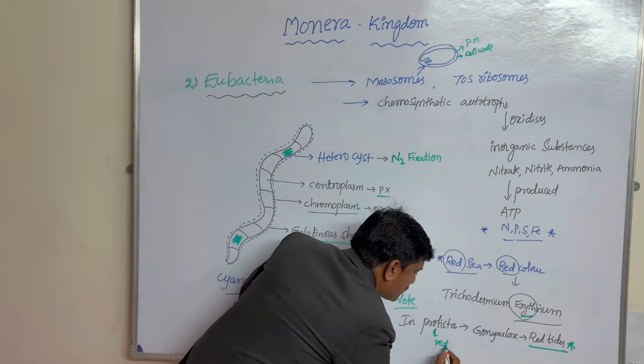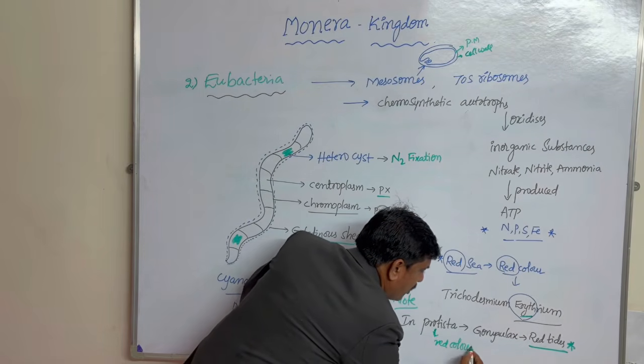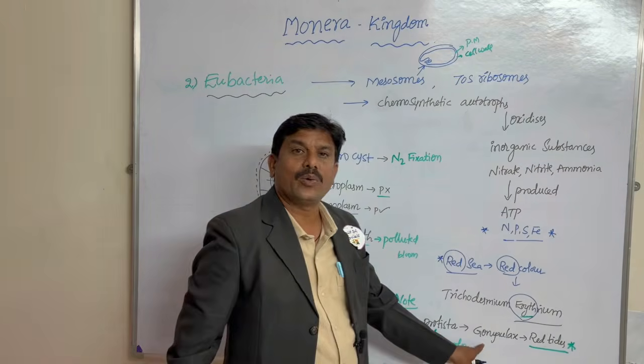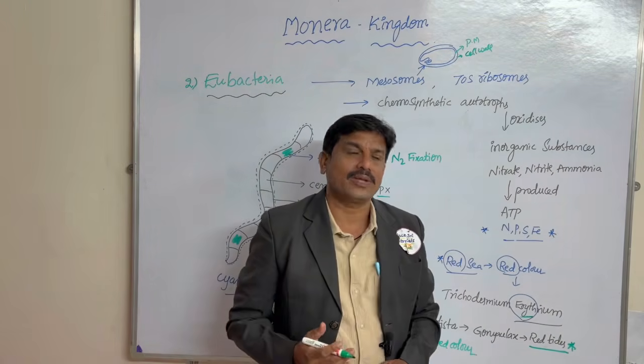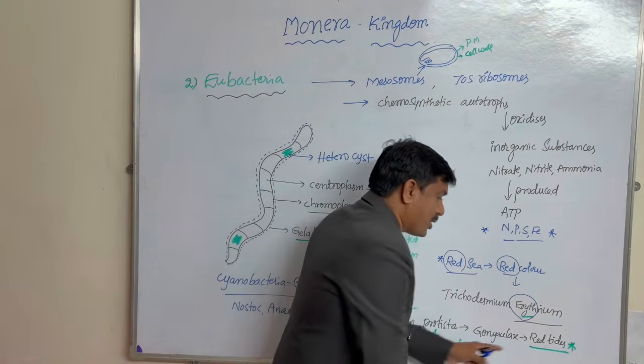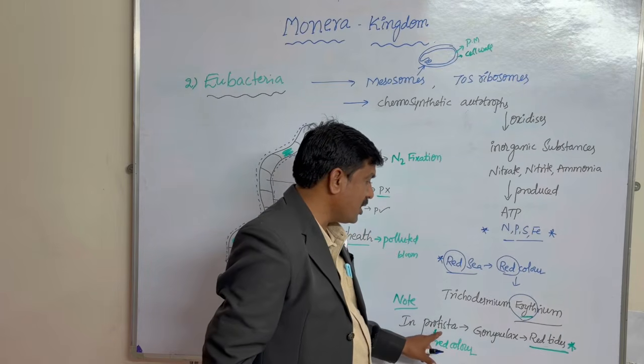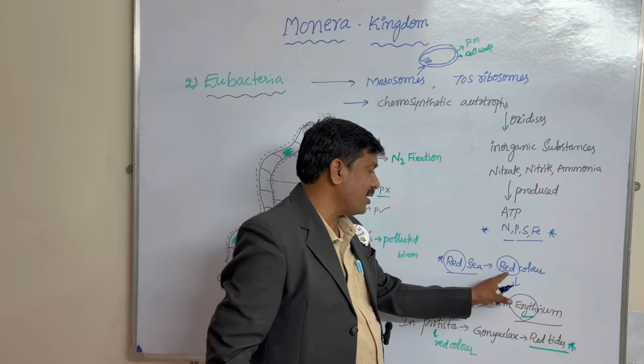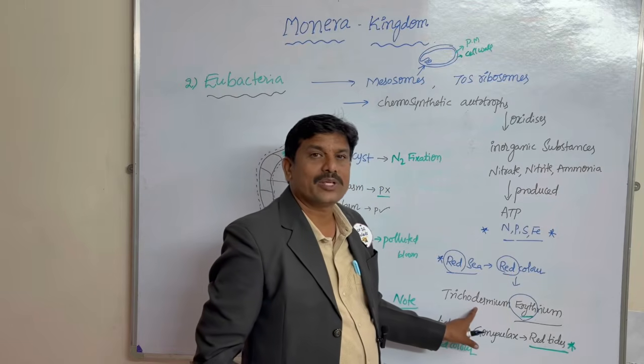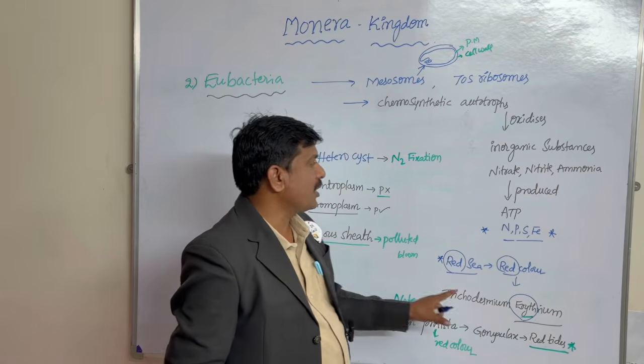Red color is present, which is mainly caused by Gonyaulax, hence it is called red tide. So red tide, the best example is Gonyaulax, which belongs to Protista, and the Red Sea's red color is caused by Trichodesmium erythraeum, that we will catch out.